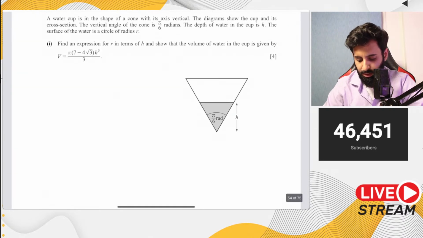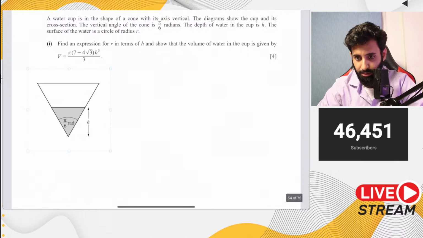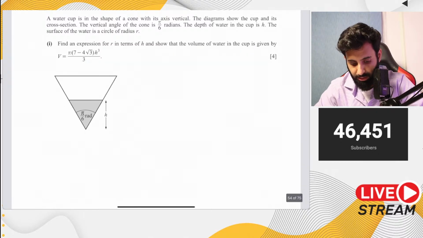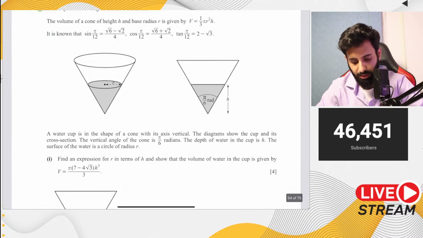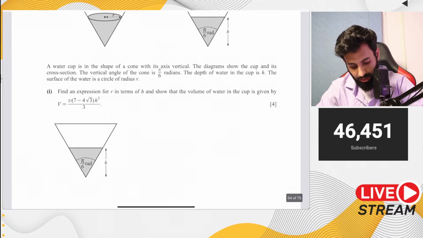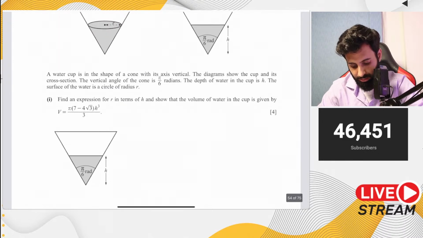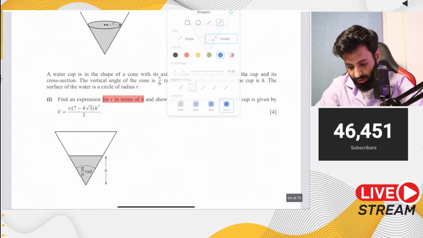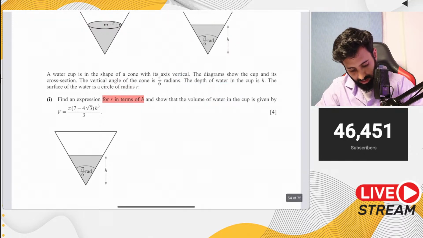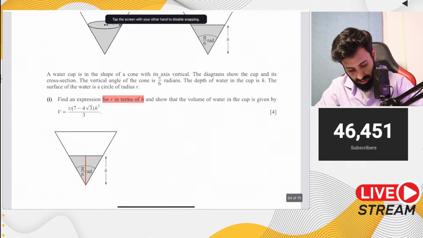So first of all, this is what we're going to use. This is the triangle that we're going to use. 7 minus 4 under root 3. So maybe it requires a bit of simplification. That's how we end up with this. Okay. So we need to find out r in terms of h. So let's focus on this part first. Find r in terms of h. So r is technically what? r is technically this.